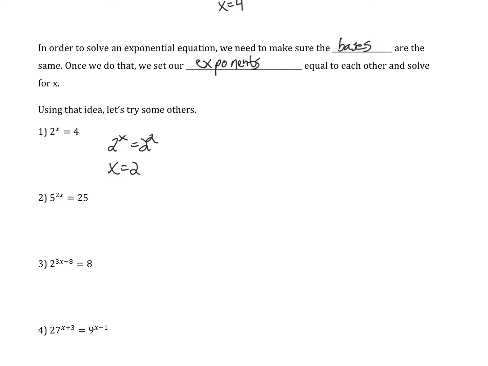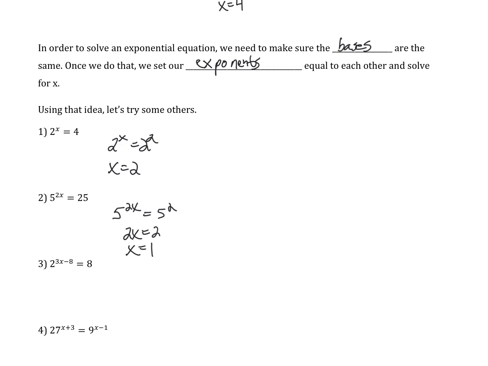Let's take a look at number 2. 5 to the 2x equals 25. Now I want to look at this. How can I rewrite 25, the larger number, as 5 to some power? You're probably smart enough to realize 25 is just 5 squared. So I could rewrite the equation as 5 to the 2x equals 5 squared. That means 2x has to equal 2, or x equals 1.